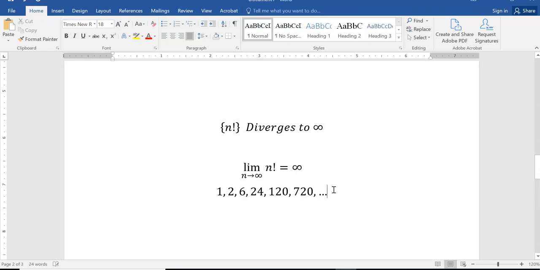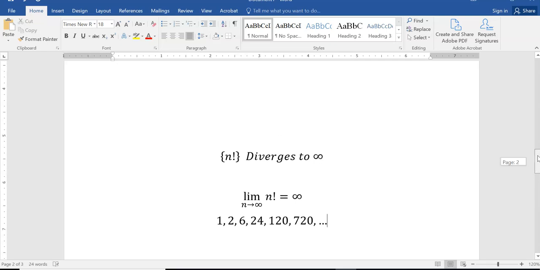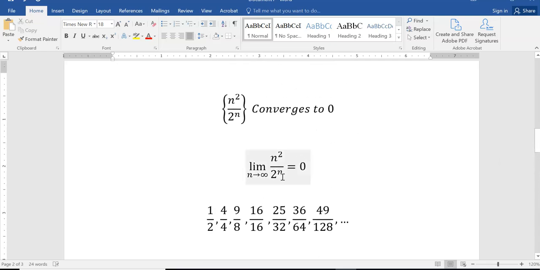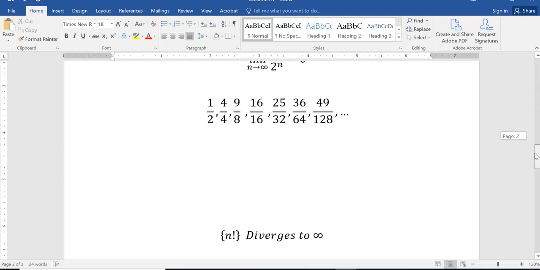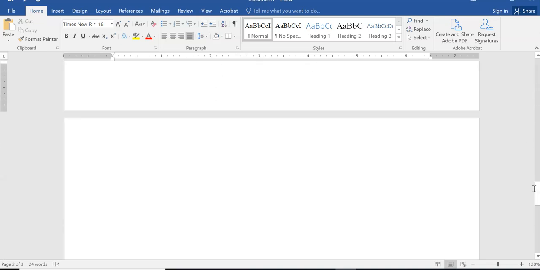By the way, there is something to be said about the growth of n factorial compared to the growth of 2 to the n compared to the growth of n squared. I do want to mention this right now: faster growth versus slower growth. Let's put the fastest growth on the left and the slower growth on the right.